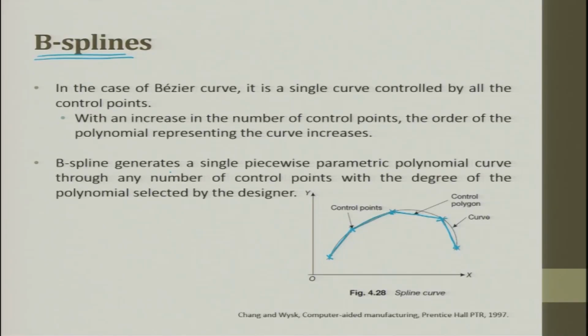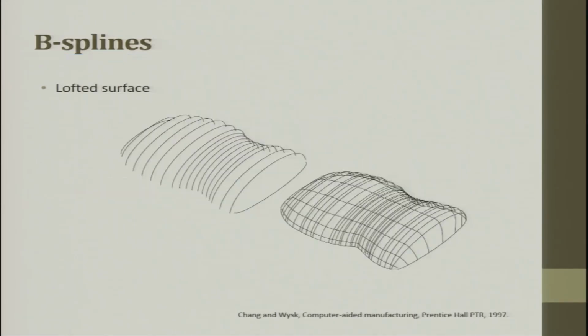So, B-spline generates a single piecewise parametric polynomial curve through any number of control points, these are the control points, with the degree of the polynomial selected by the designer. Here is a lofted surface. So, this lofted surface, these are the curves. These curves are joined together and they form a surface.